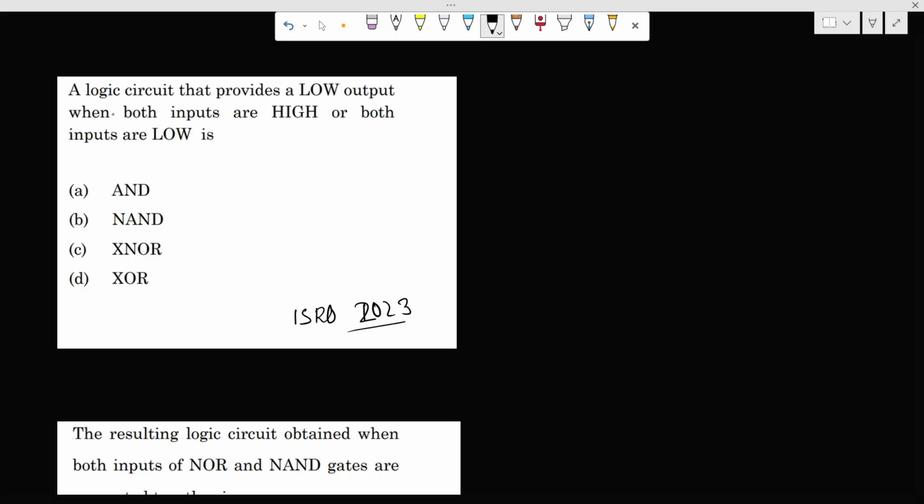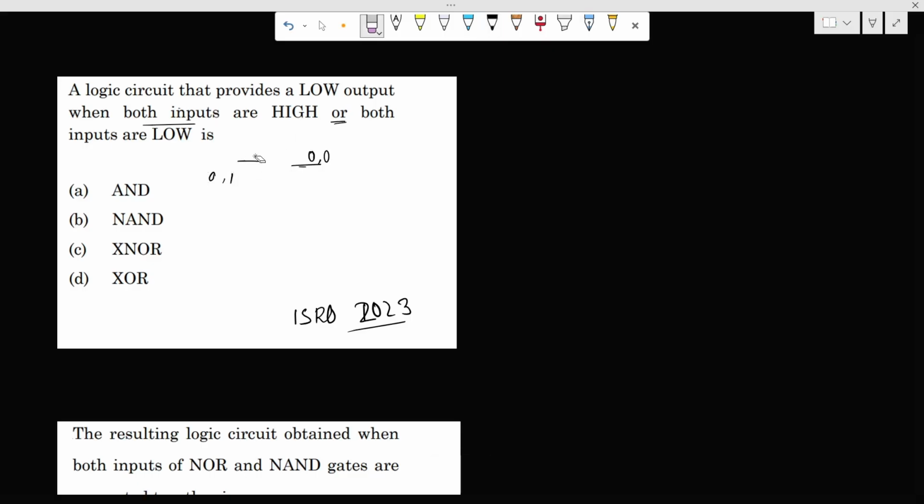So the next question is based on a logic circuit. The question is, in a logic circuit, this is a logic circuit, it produces low output, low means 0, when both inputs are high, or both inputs are low. So if both inputs are 0, this is one combination, so we get 0. If both inputs are 1, then we also get 0.